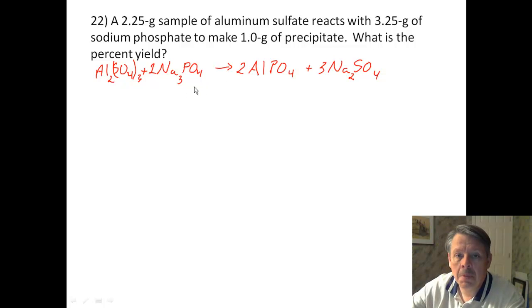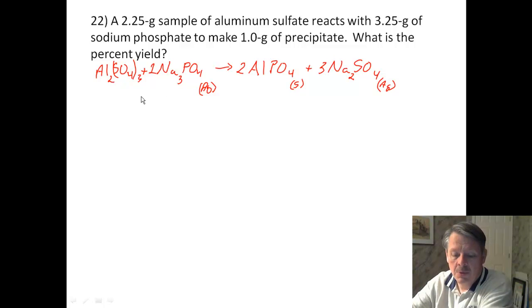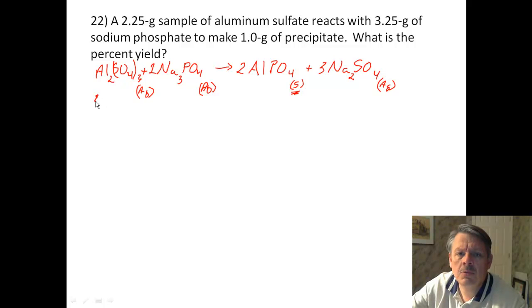Okay, so what am I doing? Well, sodium phosphate is aqueous. I know that because it contains sodium. And sodium sulfate is aqueous. So this precipitate must be the aluminum phosphate. And aluminum sulfate better be aqueous when it's over here. So when you do this, you can look up on your solubility table and you'll figure out that aluminum phosphate is, in fact, the solid. All right, so we have 2.25 grams of aluminum sulfate and 3.25 grams of sodium phosphate, and we're making 1 gram of this stuff.